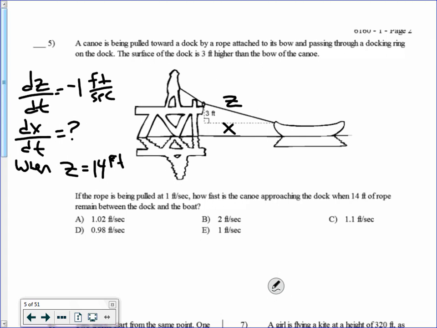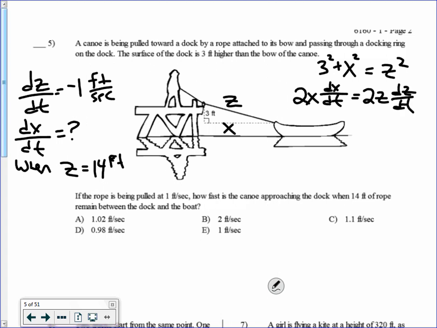Now we can just start with the Pythagorean theorem for the equation, right? So we have 3 squared plus x squared equals z squared. We'll take the derivative of both sides. So we have 2x dx/dt equals 2z dz/dt. And we can divide both sides by 2 right now. Get rid of those. Okay, we're going to put in negative 1 for dz/dt, 14 for z. And again, we're going to have to figure out what x is.